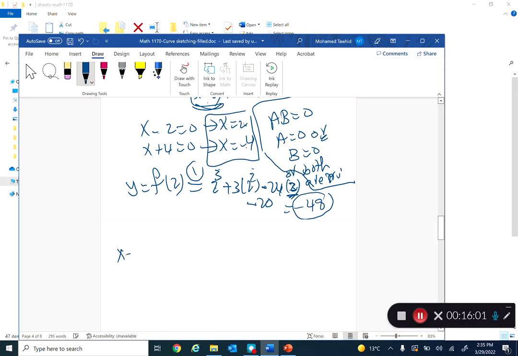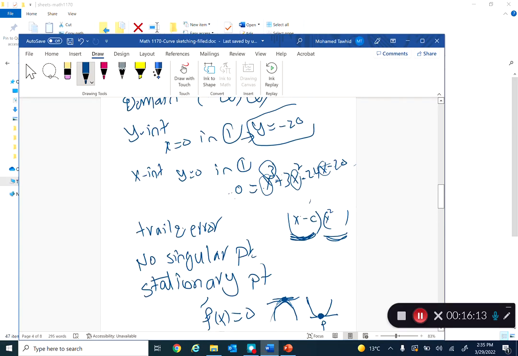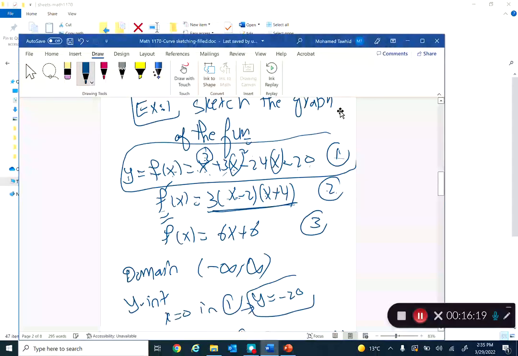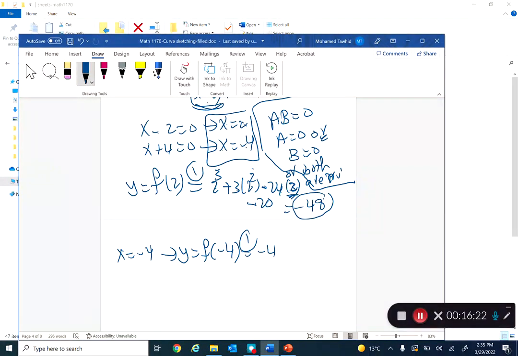So now when x equals -4, what is your y? I go back to equation 1 and replace x by -4. So what do you have? You have -4 cubed plus 3 times -4 squared minus 24 times -4. As you can see, I put -4 between brackets so that I don't make a mistake. You can use technology here, guys. I got 60 here.